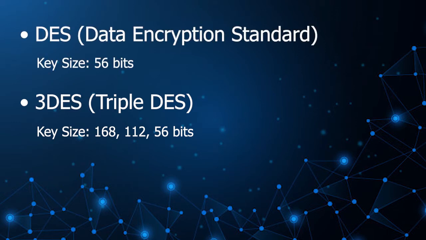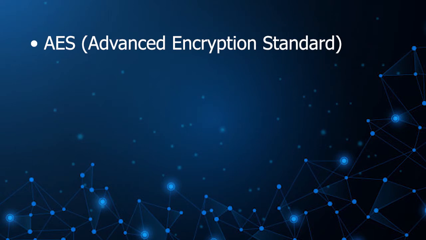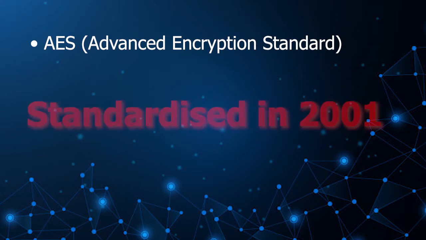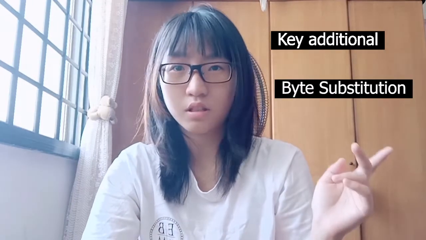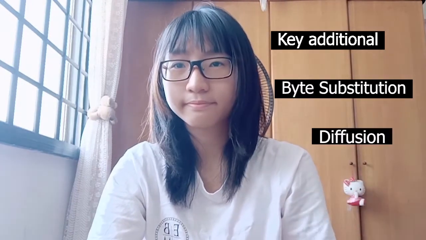However, DES and triple DES have actually become obsolete in our current world, and what we are using right now is AES, Advanced Encryption Standard, which has been standardized since 2001. Its key size is 128, 192, or 256 bits. It consists of three layers, which are the key addition layer, byte substitution layer, and diffusion layer.